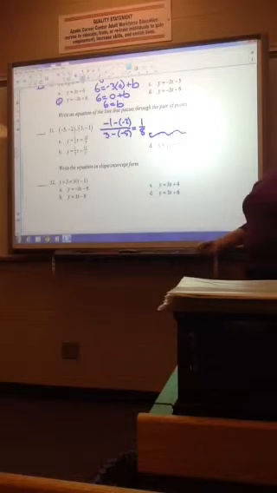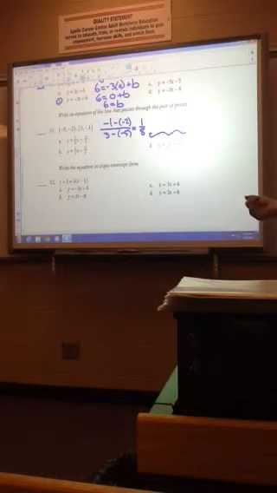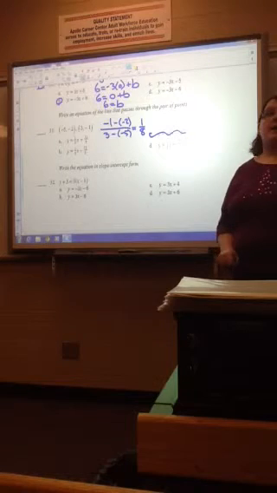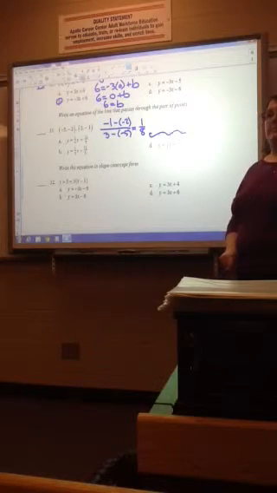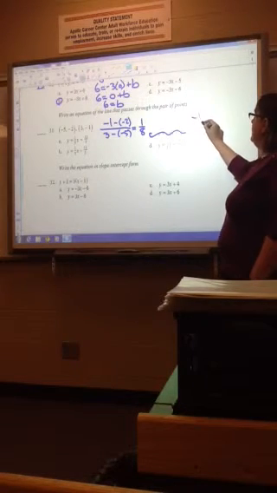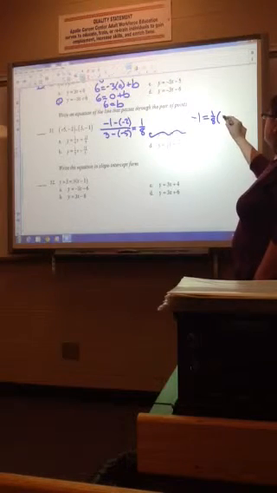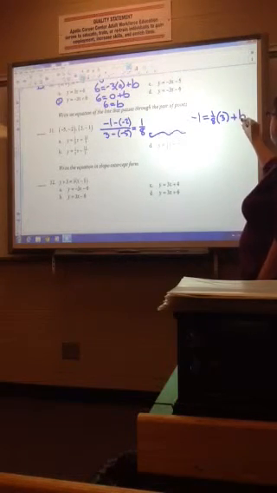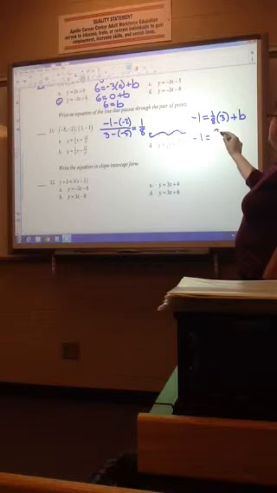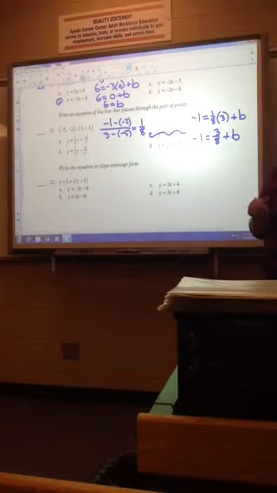Now I need to pick a point and plug it into slope-intercept form. So which point do you want to work with? (-5, -2) or (3, -1)? It really doesn't matter, so (3, -1). So y equals, -1 equals, our slope we just said was 1/8 times x is 3 plus b. So -1 equals 3/8 plus b. -1 as a fraction would be what with eighths as a denominator?